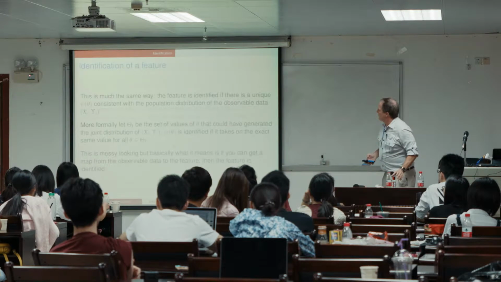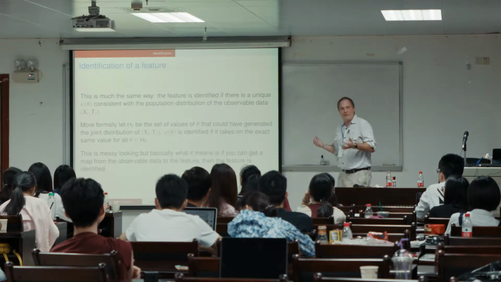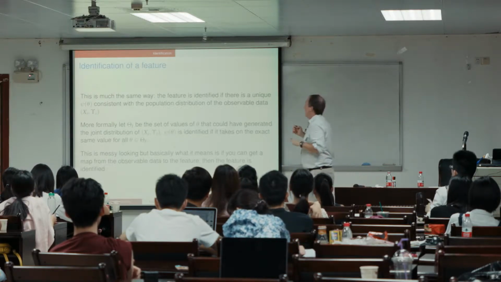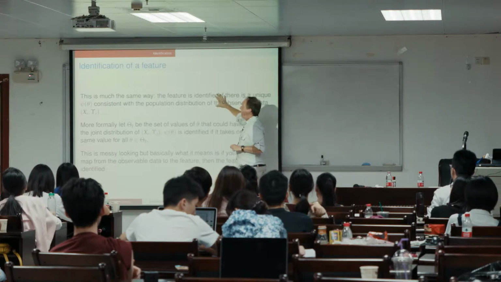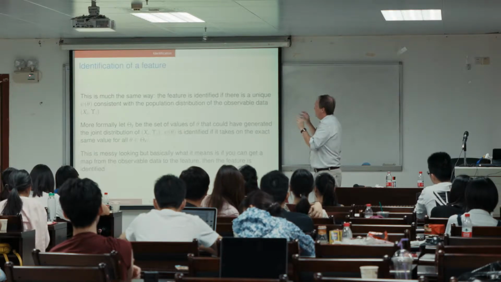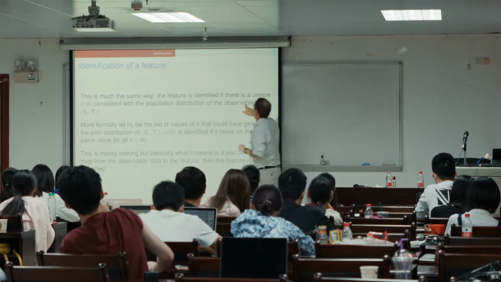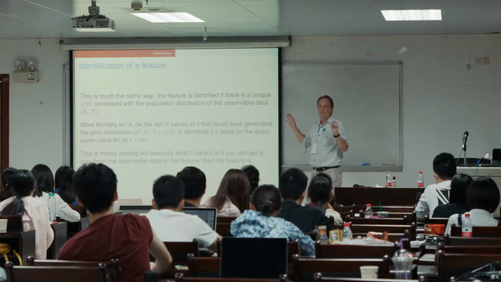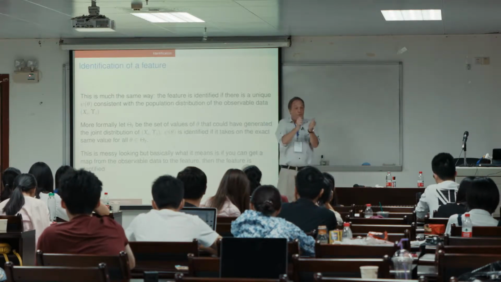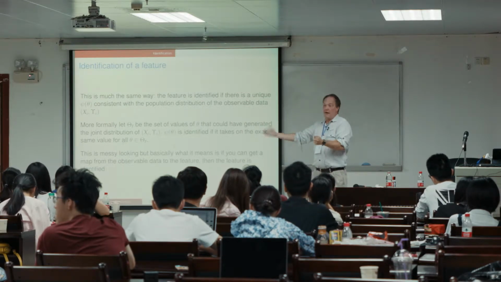Okay, so identification of a feature of a model. This is one of these simple concepts that's hard to write down in a simple way. Basically, a feature is identified if there's a unique value of it that's consistent with the population distribution of the observable data. Okay? The simplest way to think about it is that if I can write the feature as a known function of the observable data, then it's going to be identified.